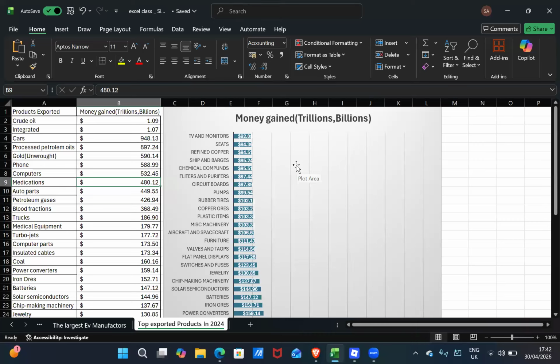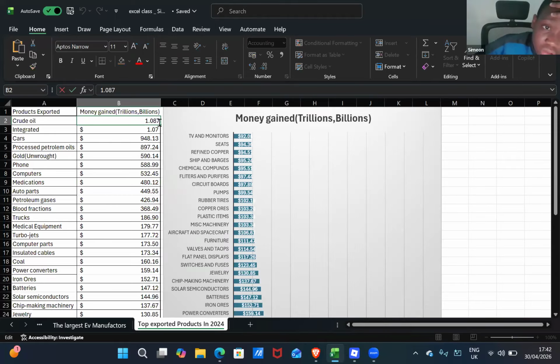Trillion and billion, which one is more? Trillion. So why is yours not showing like that? Because I cannot just put T for trillions, because it will not work.